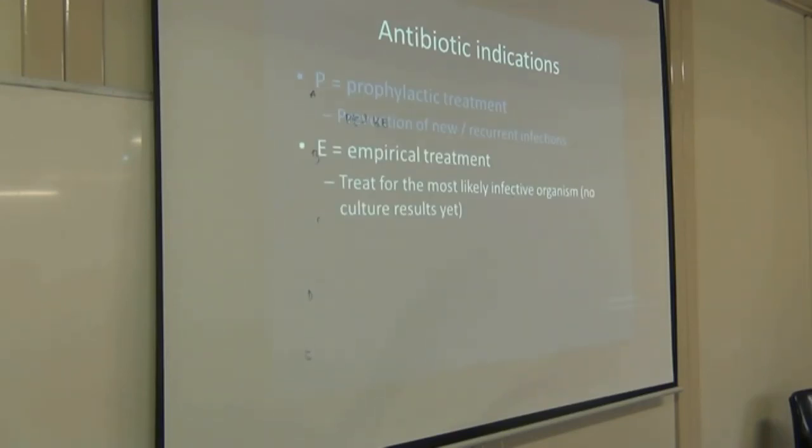Empiric treatment. Remember I spoke to you about the word empiric. So empiric treatment is when you treat for the most likely infective organism. So you are in step two now. You have already established that an antibiotic is indicated. You can see the systemic infection signs there. You can see the tonsils, there must be something, this purulent discharge. So you know that there is an infection, and like 95% of the time it is going to be bacterial.